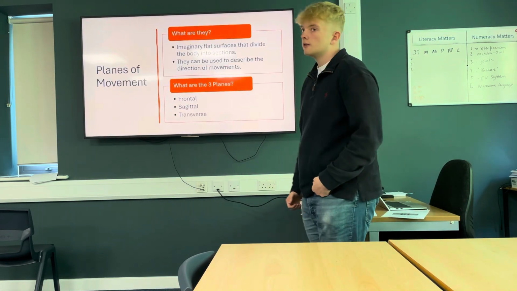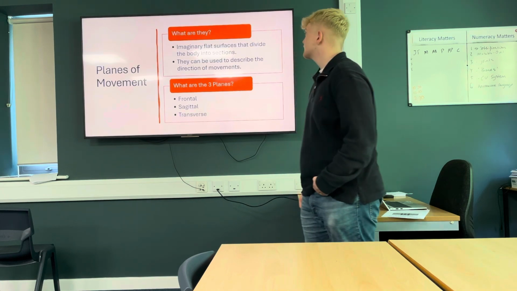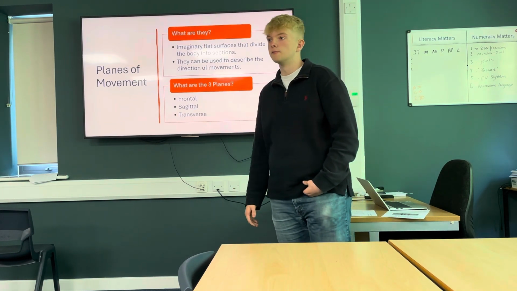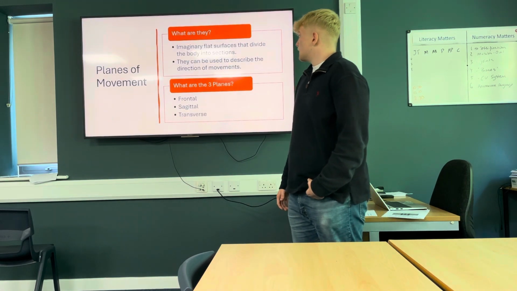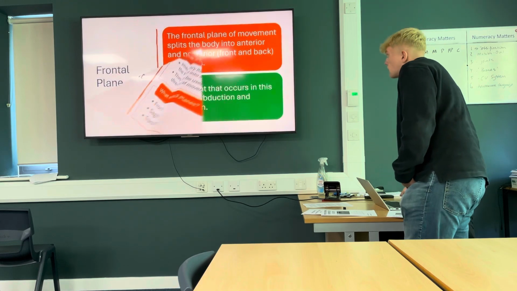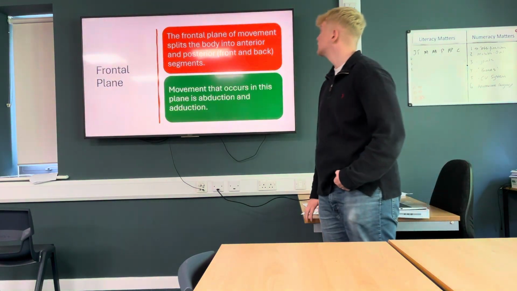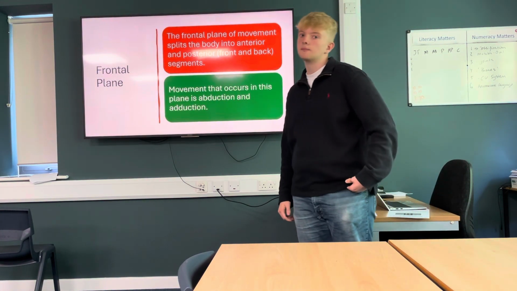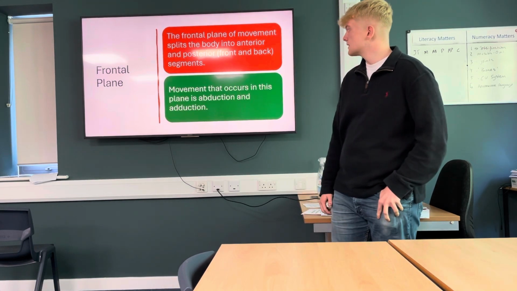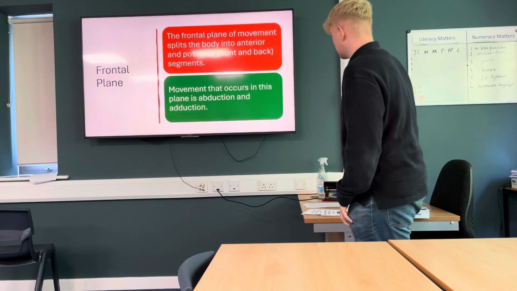So planes of movement, what are they? They are imaginary flat surfaces that divide the body into different sections. They can be used to describe the direction of movements. The three planes are the frontal, sagittal, and transverse planes. The frontal plane splits the body into anterior and posterior, or front and back. Movement that occurs in this plane is abduction and adduction.